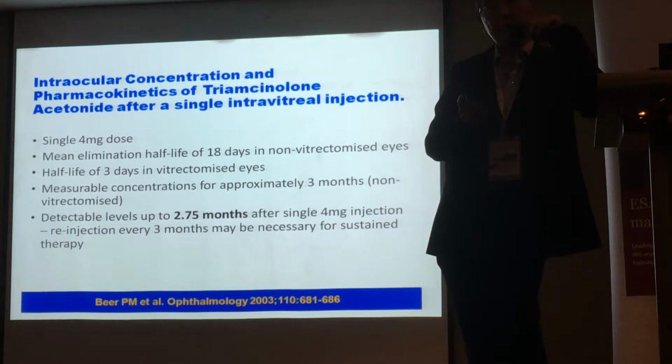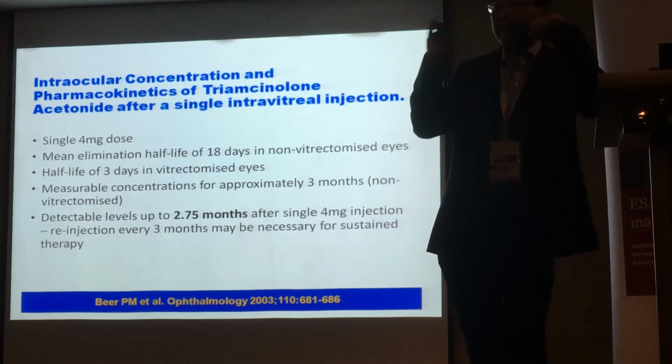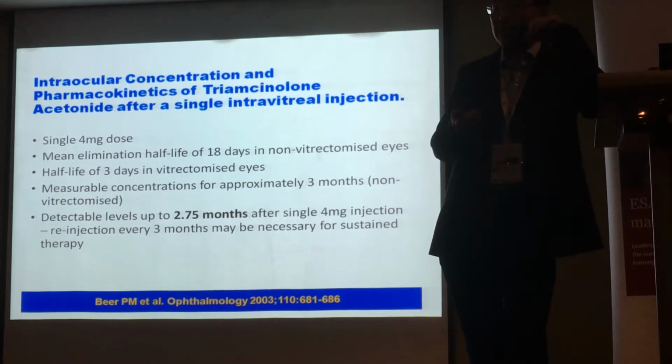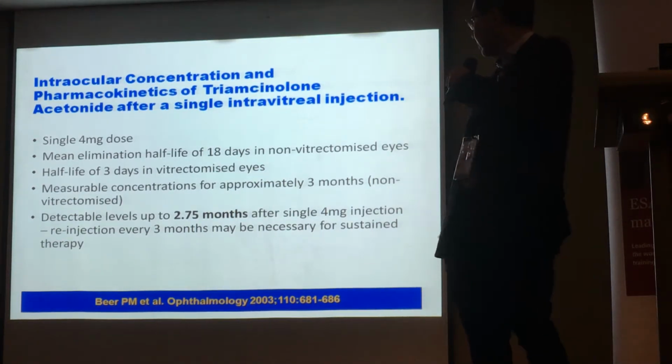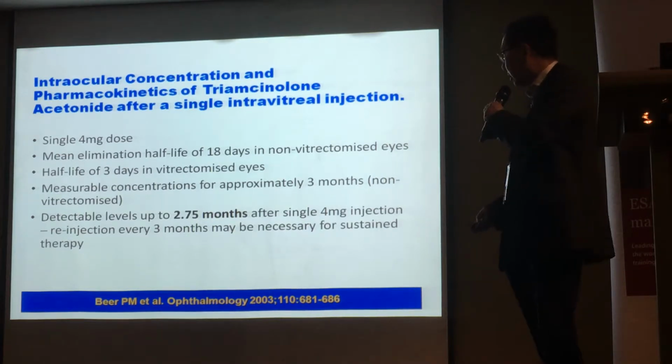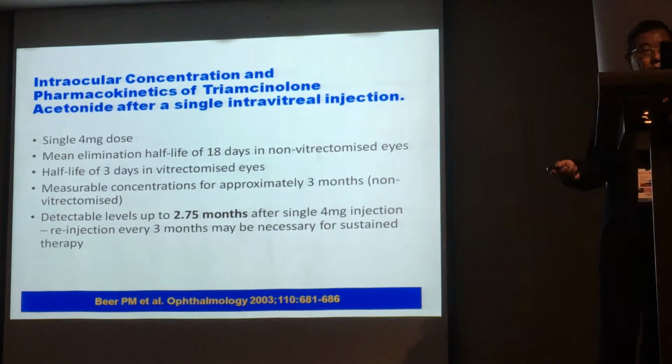Okay? And that's also a consideration, because if you're going to have a vitrectomized eye requiring treatment, maybe anti-VEGF will not be a good idea, because you're having to give the patient every 3 to 4 weekly injections, compared to, say, a longer-acting steroid or an implant. Detectable level about 3 months after a single 4 milligram injection.